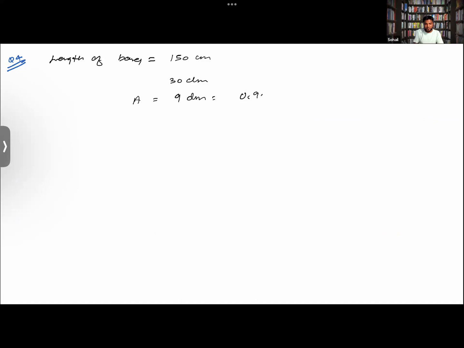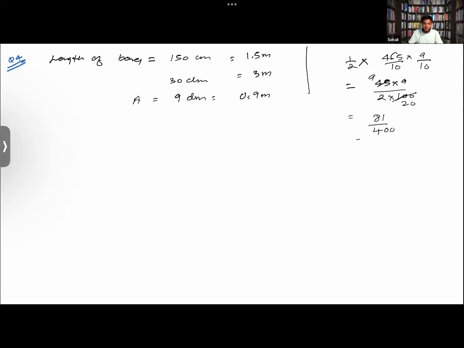So it will be 0.9 meter, right? It will be 1.5 meter, and it will be 3 meter. So now half times 4.5 multiplied by 9 upon 10, right? Now after doing the calculation, 45 times 9 upon 2 times 100. 81 upon 400. Right. So you're getting how much value? 2.025.